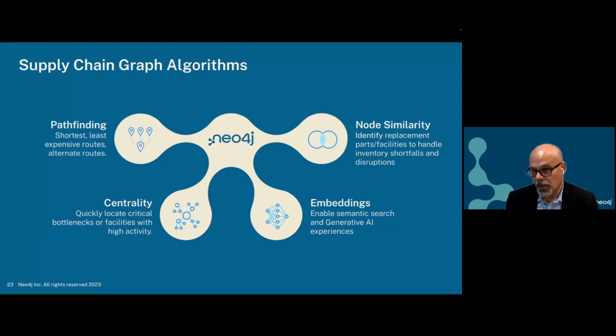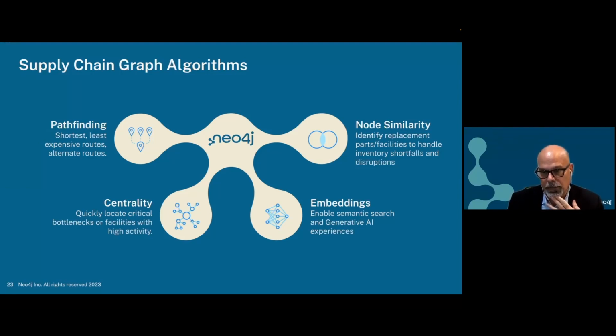Node similarity is another important algorithm that's used to identify things like replacements. And so this can be done at a couple of different levels. It could be done at, say, a facilities level, depending on how that's characterized, or you can do it at, say, a bill of materials level where you're looking for parts that have similar fit and function. This is used to do things like understand inventory shortfalls or maybe logistics disruptions and how you'd handle those.